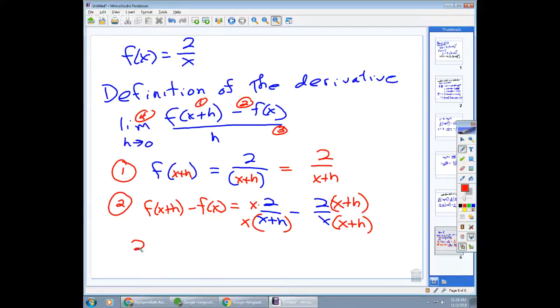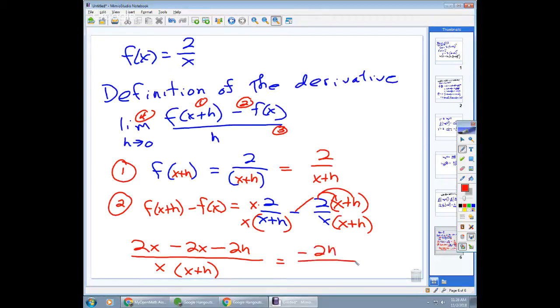So that gives me 2x minus, now here's where I have to be extra careful. Not only am I distributing that 2 through there, but I'm also distributing what? Yeah, the negative has to go with it. So that's going to be negative 2x minus 2h. And I'd recommend not multiplying out the bottom, but you can if you want. Your choice. Cleaning that up, I have like terms in the top, so I get negative 2h over x times x plus h. So that's what I would answer for step 2.